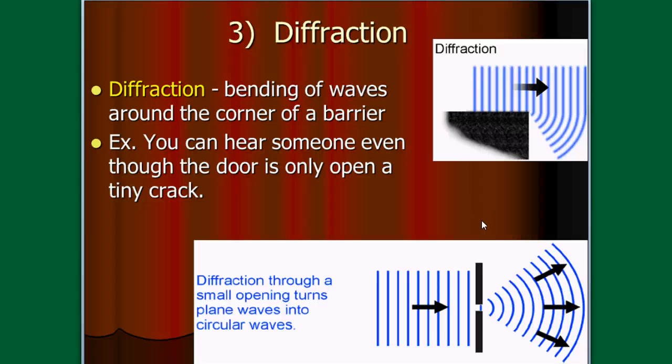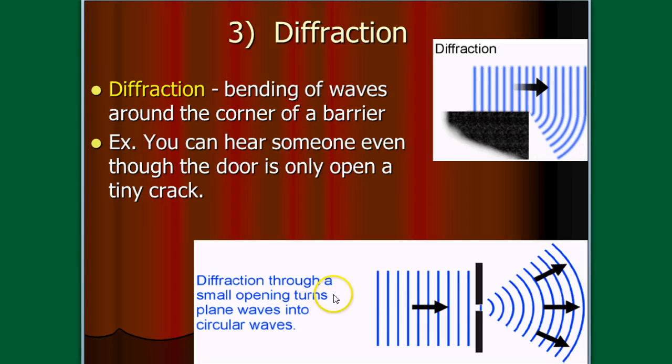Diffraction is the next one. Diffraction is easy. It's the bending of waves, not when they cross a boundary. These waves are actually in the same medium. Notice the medium doesn't change here. They bend when they go around the corner of a barrier here. A really good example of this is that you can hear someone in the hall even when the door is open only a tiny crack, because the sound waves don't continue to travel in a straight line. They actually bend around that barrier so that you can hear someone in the room. The sound waves bend and move into the room around the barrier.